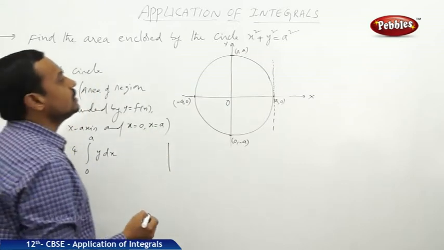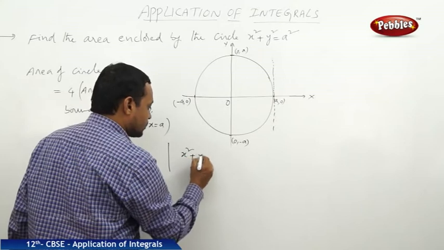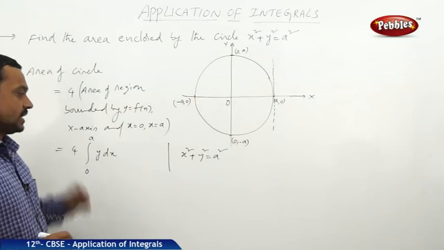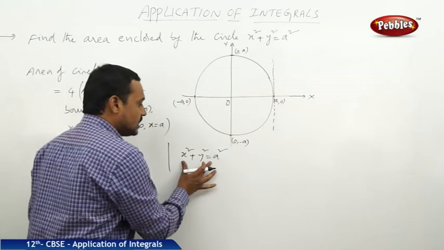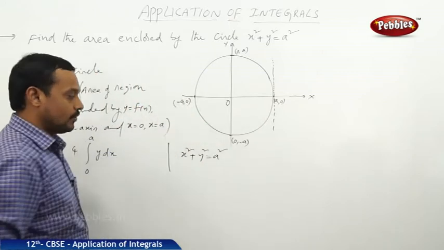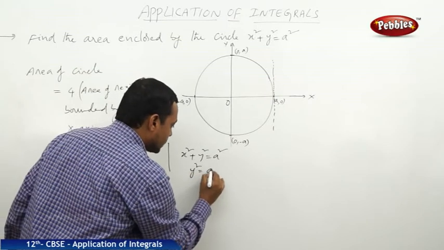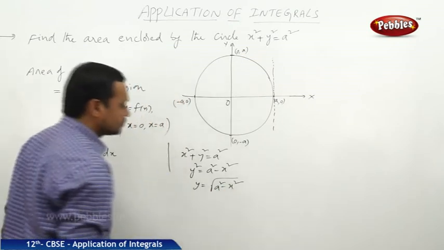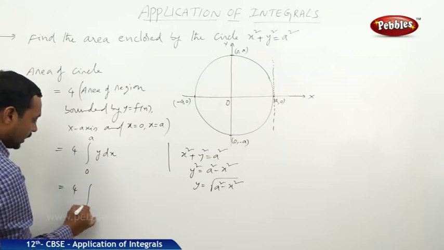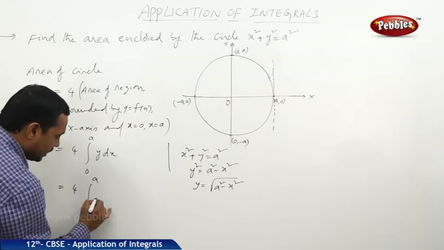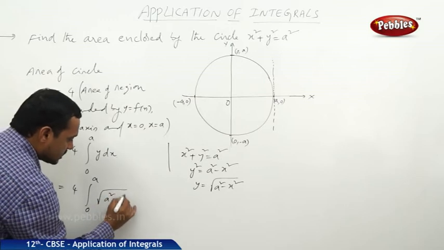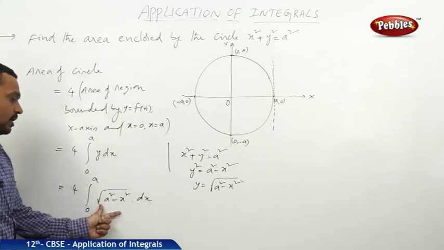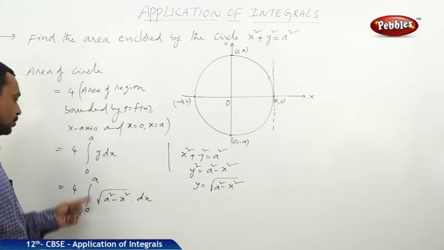Right now, here the equation of the curve is given by x square plus y square is equal to a square. But we have to integrate y with respect to x, so it is better to change this equation in terms of y is equal to f of x. For that, y square is equal to a square minus x square and y is equal to root of a square minus x square. Therefore, 4 into integral 0 to a of y dx, where y is equal to square root of a square minus x square, into dx. And now integrate this function, root a square minus x square, then substitute the limits.